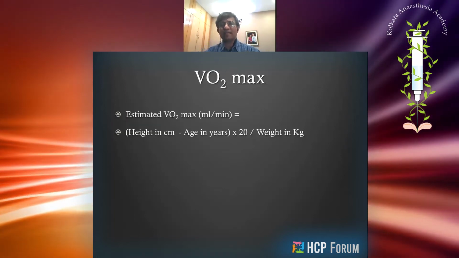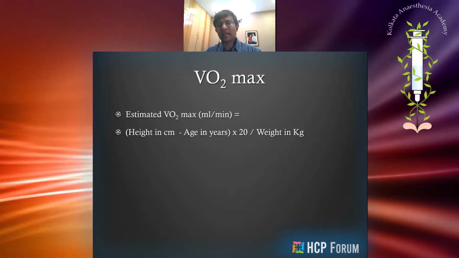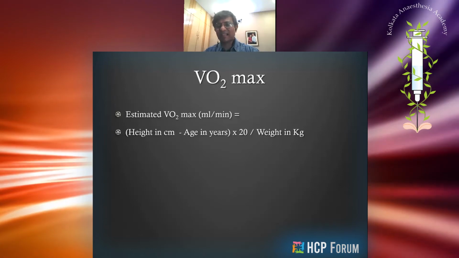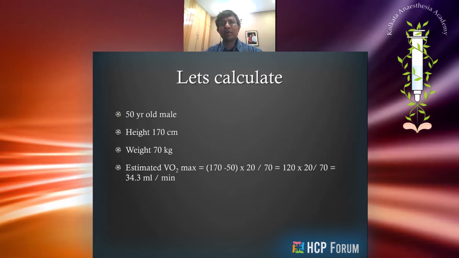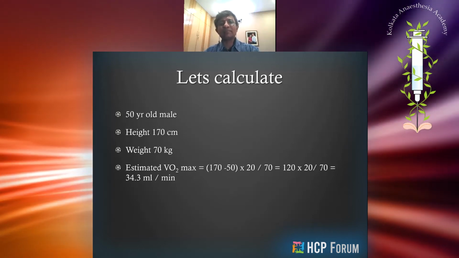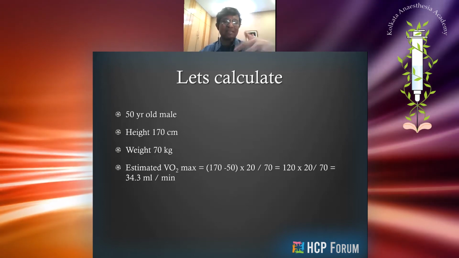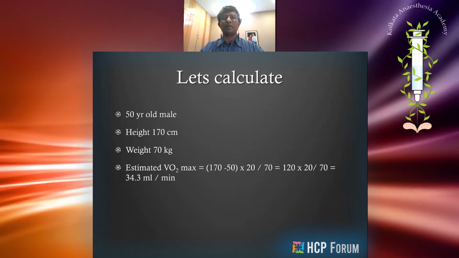The VO2 max, the estimated VO2 max, and how do you calculate it: it is 45 minus the age in years, and you multiply by the height in centimeters. This is, I think, in standard texts, which we did not accept. So for a 50-year-old male, the VO2 max is calculated to be something like a figure of 34.3. Again, you will get it from the CPET lab.